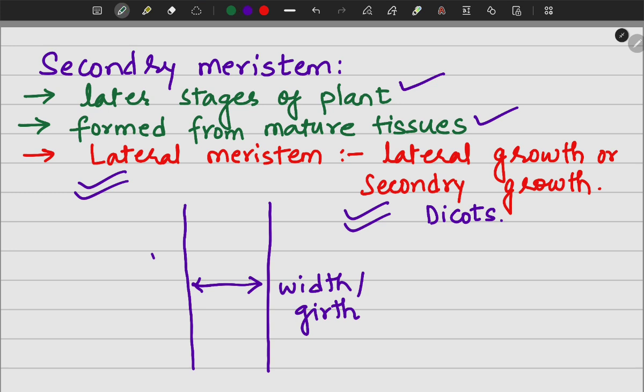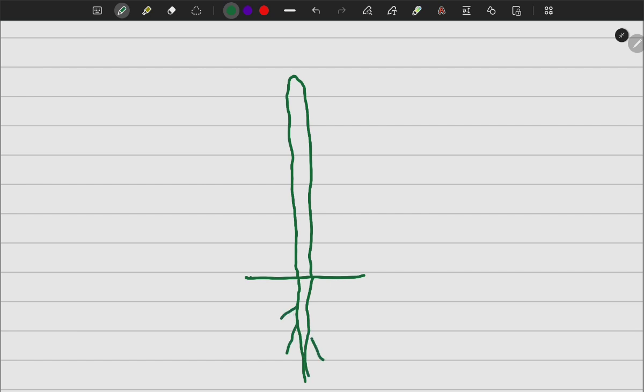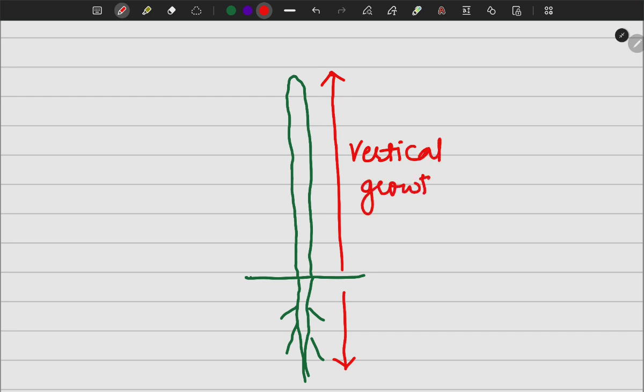The primary meristem was responsible for the vertical growth of the plant, right? When the plant is at the early stage, the plant grows like this, vertically. Also, the root grows vertically inside the soil like this. So these vertical growths are caused by primary meristem.